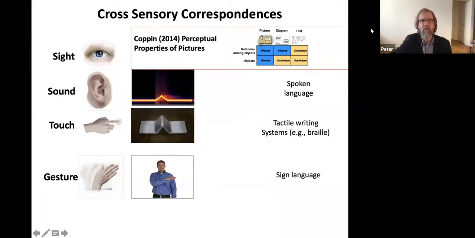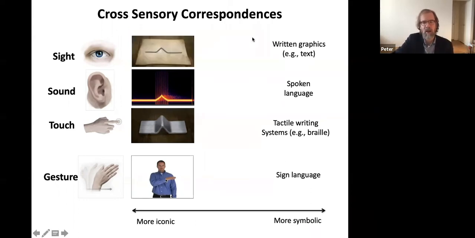So this slide here shows how I've extended this theory in the inclusive design program, okay? So whereas before I was talking about pictures versus text, or visually perceived graphics versus written language, okay? Now with this figure, I'm looking at it in terms of cross-sensory or multisensory, okay? Cross-sensory, multisensory, slightly different meanings.